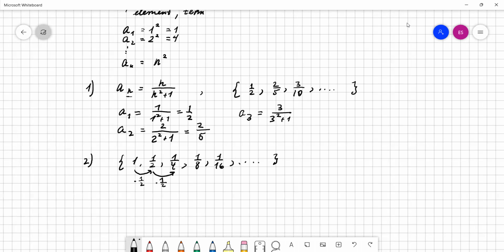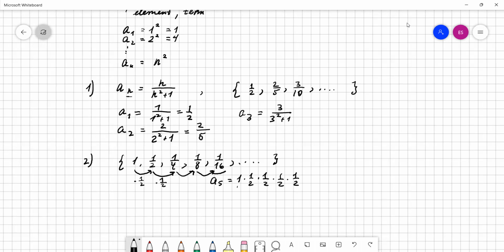Well, if you want to know term number, I don't know, 5, A5, it's actually what? It's the first term, 1, times 1 over 2 to get term 2, times 1 over 2 to get term 3, times 1 over 2 to get term 4, and times 1 over 2 to get term 5. So I'm counting the jumps. 1, 2, 3, 4, 4 jumps. We are doing 4 jumps.